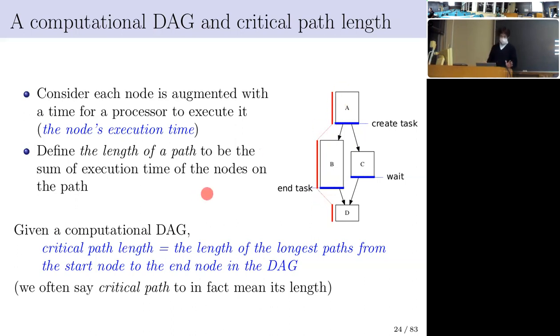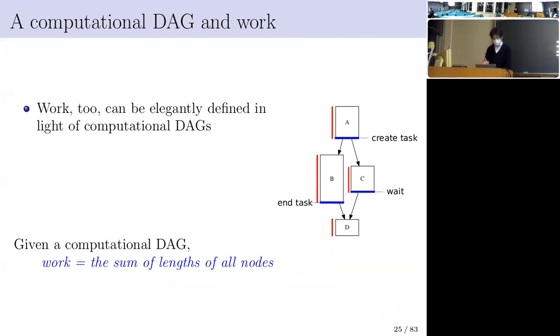Right, so this is the critical path, critical path length. Well, to be precise, I think we should say critical path length, but we often simply say critical path to mean actually the length of it. Okay, any questions? This is the single most important concept.